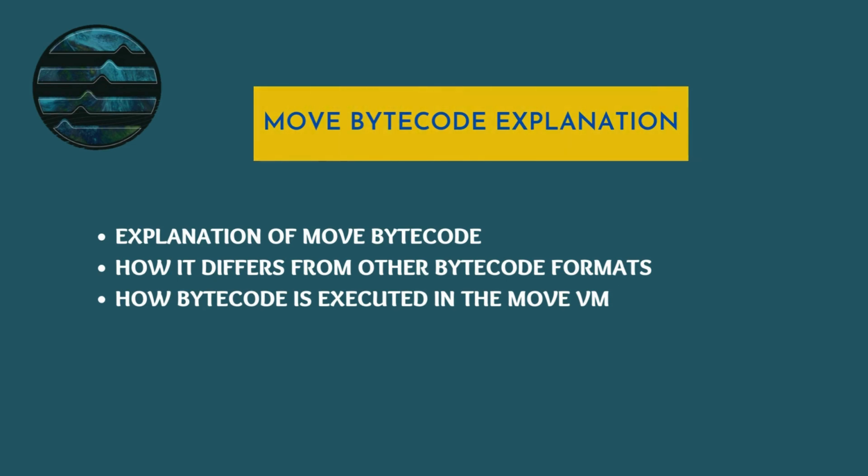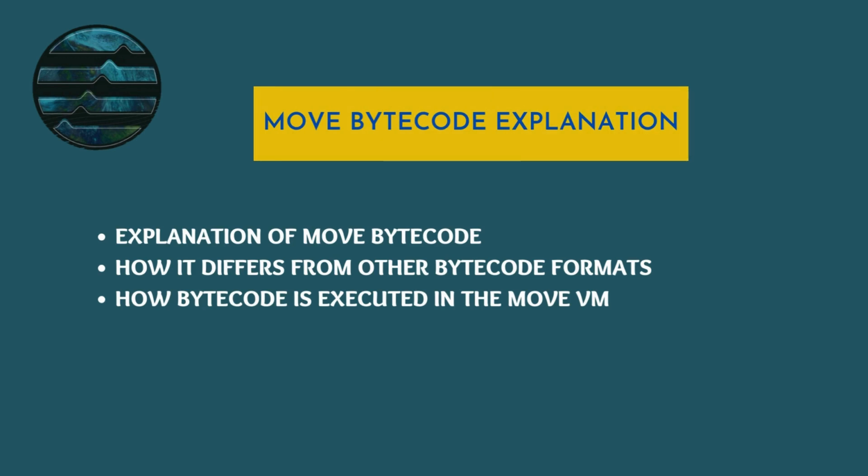One of the key features of Move bytecode is its support for resources. Resources are represented as separate sections in the bytecode, and each resource has a unique type and a unique identifier. This allows the Move VM to manage resources more efficiently and enforce Move's resource semantics. Move bytecode also includes built-in support for type checking and verification.